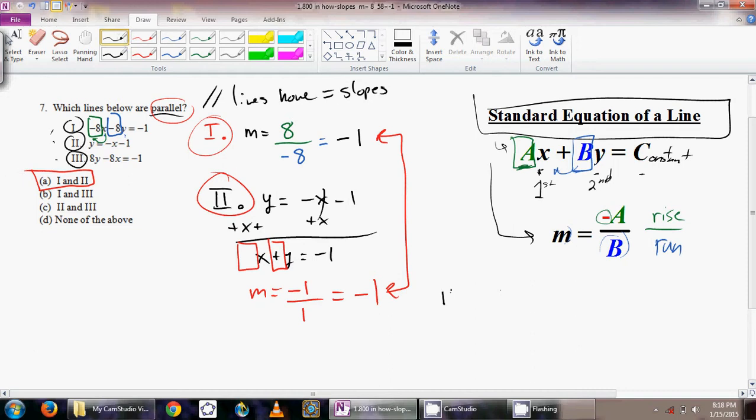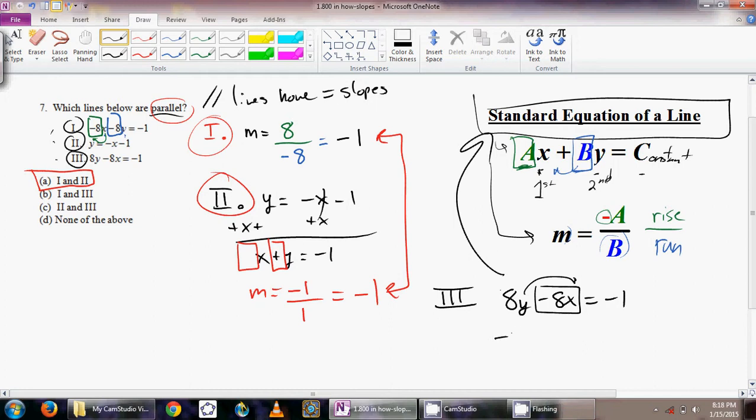I'm going to do it for line 3, just to illustrate that. Line 3, even though it looks like it, is not in the standard equation of a line because my x's and y's are mixed up. So I've got to bring this minus 8 to the front and bring that positive 8 to the back. Now, if I were to do slope, my numerator would be my coefficient on x negated, positive 8, and the coefficient on my y, 8. And that's 1, which isn't equal to either of my other two slopes.